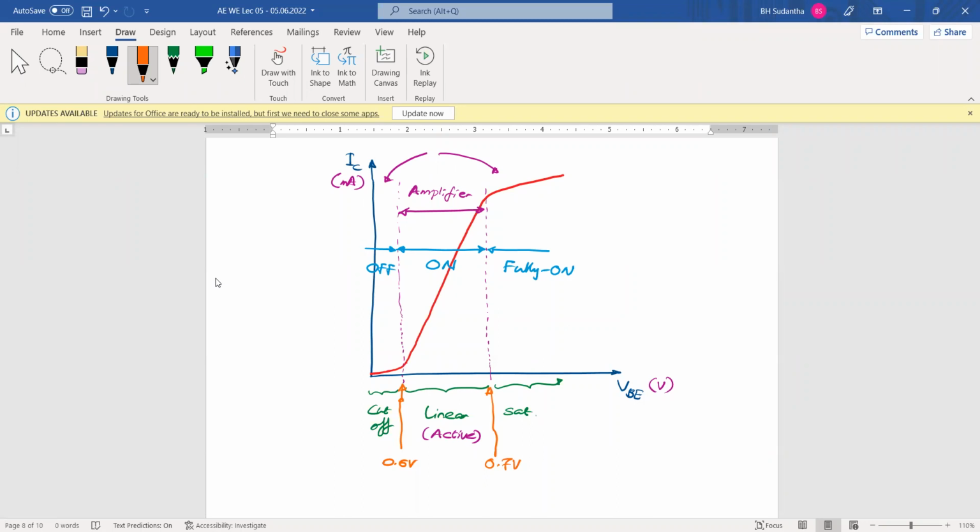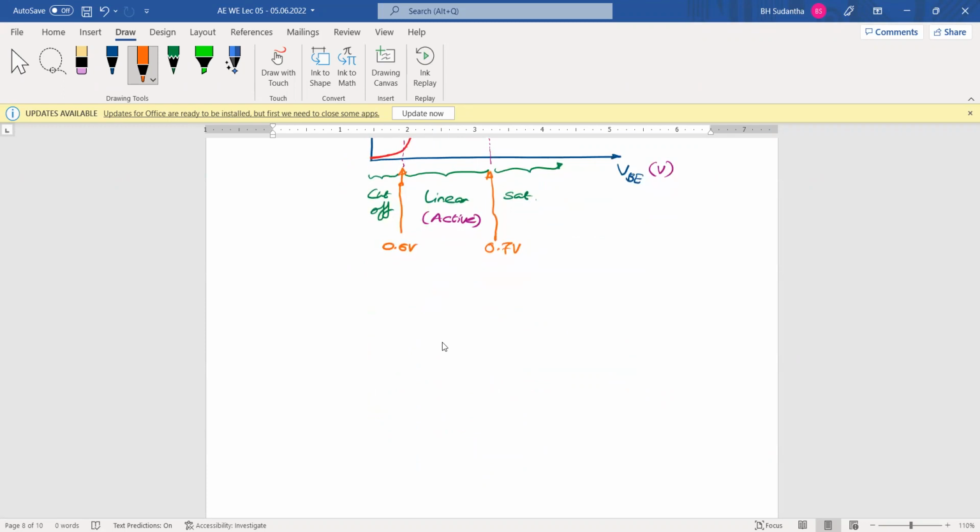And then after putting the transistor into saturate mode, we have to remember this one: when the transistor is in saturate mode, VCE is 0.2.